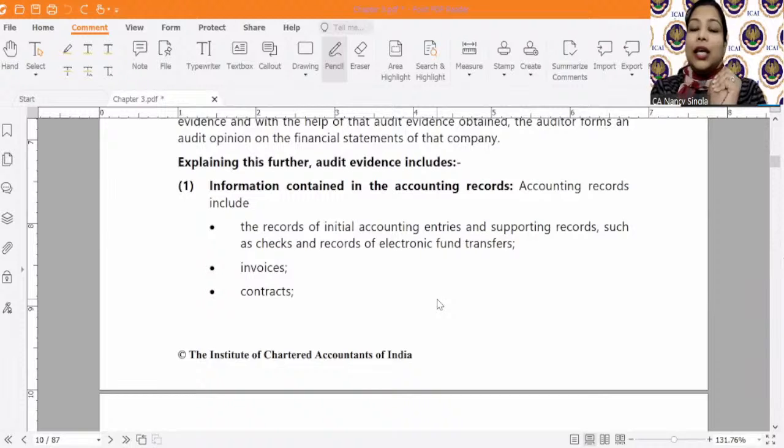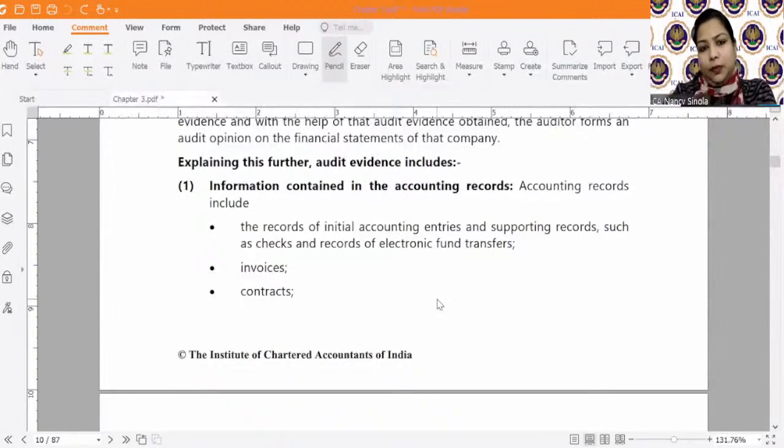Clear? Then we understood that if any information is obtained from the client itself, then as an auditor, what all will I see? The accuracy, the completeness, whether it is sufficiently precise, and whether it is proper, detailed information or not. Okay? Then I asked you about management expert.